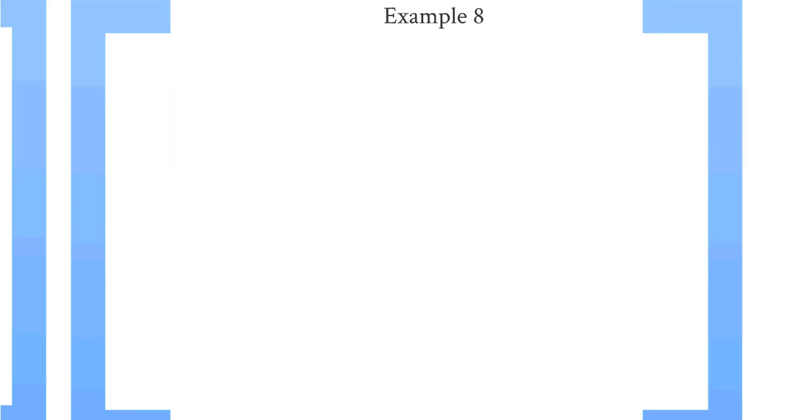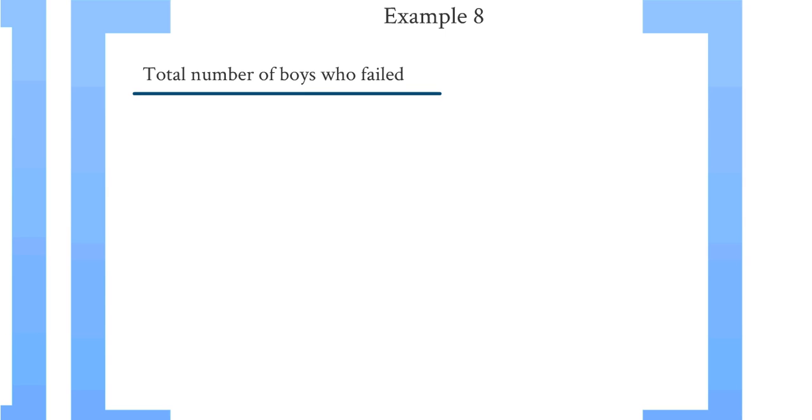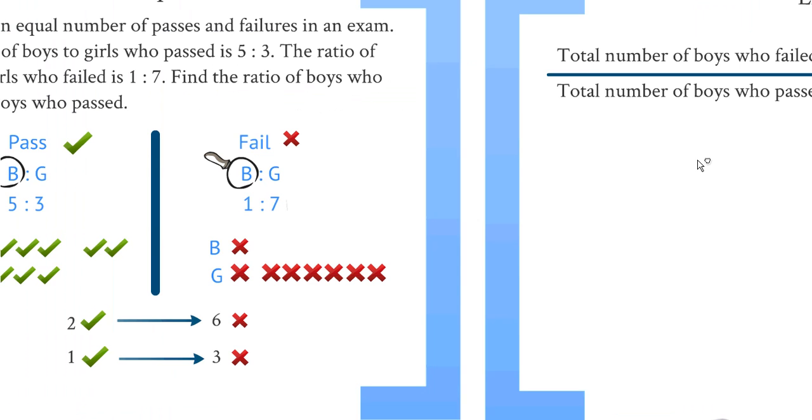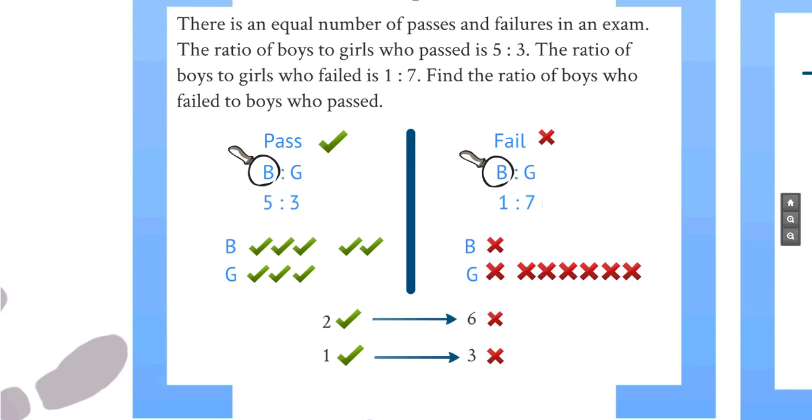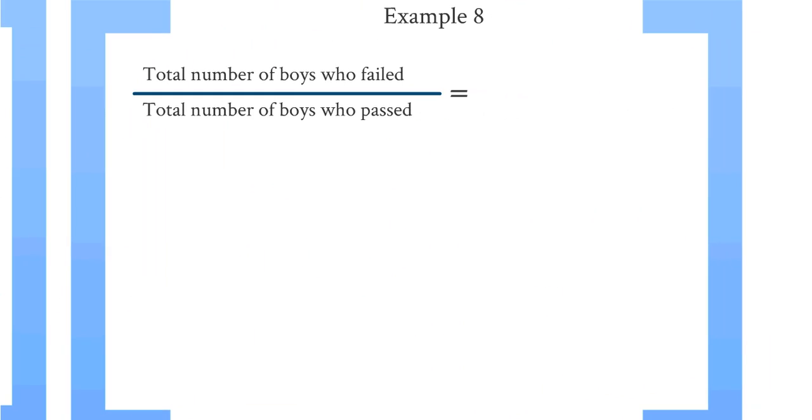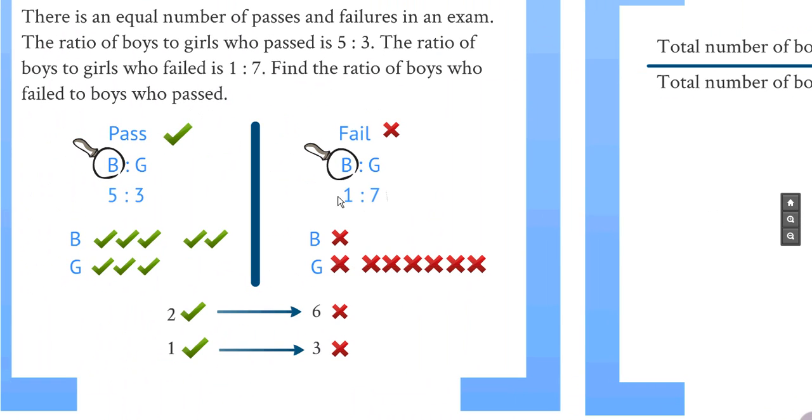Then we move on to write down the ratio in fraction form. Total number of boys who failed over the total number of boys who passed. This will be the ratio that the question wants us to find. Find the ratio of boys who failed to boys who passed. And this is equal to 1 over 5. Simply put, it's just this 1 here under boys who failed, and this 5 units here under boys who passed.